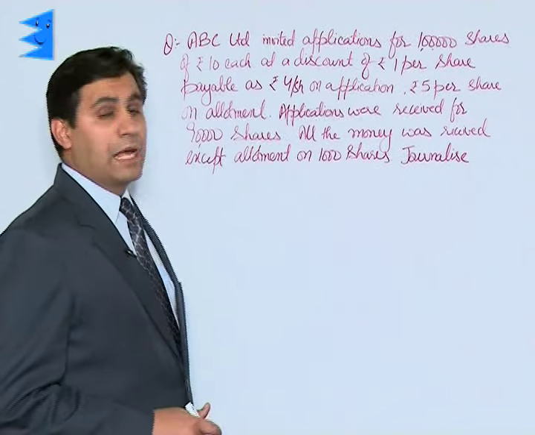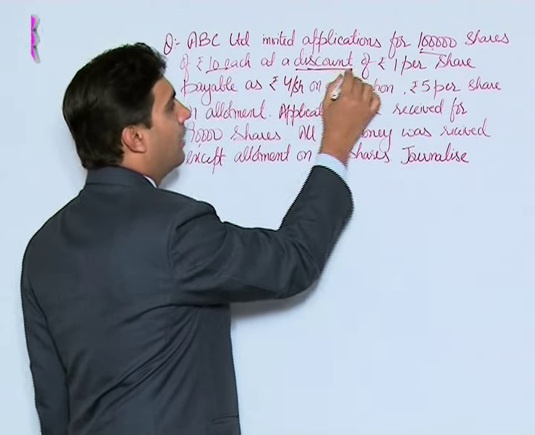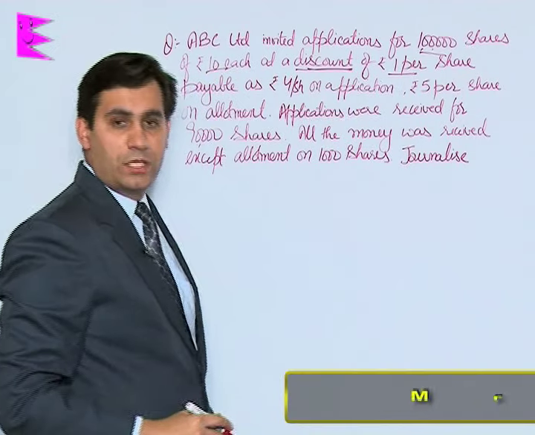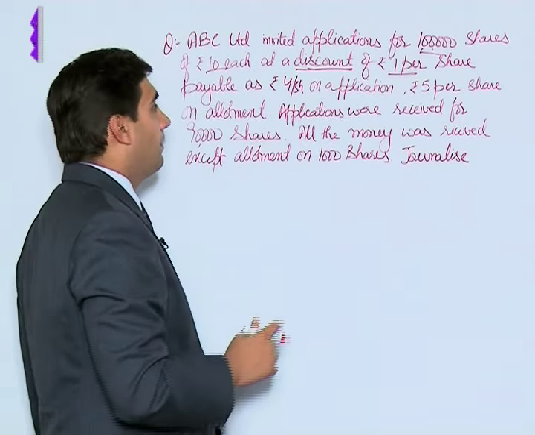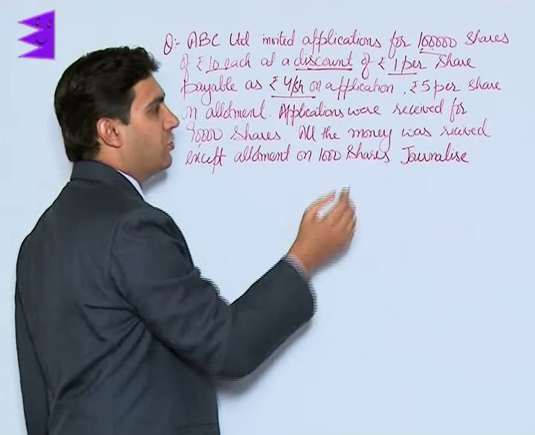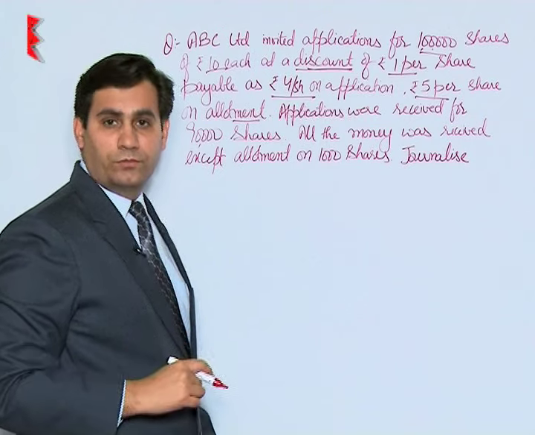ABC Limited has invited applications for 1 lakh shares of rupees 10 each at a discount of rupees 1 per share. So now students, it is a case of issue of shares at discount. Payable as 4 per share on application and 5 per share on allotment. There is no call, right?